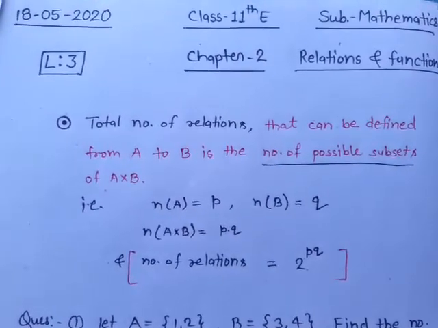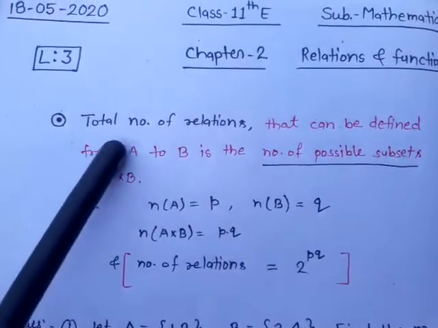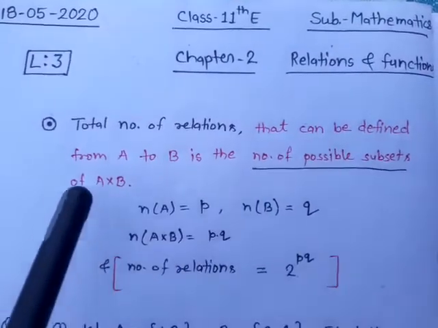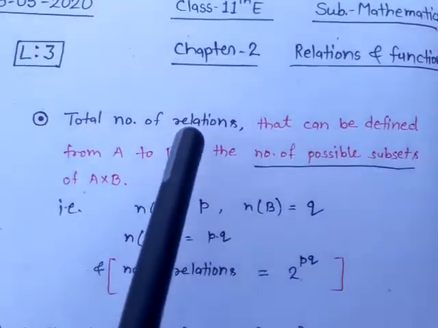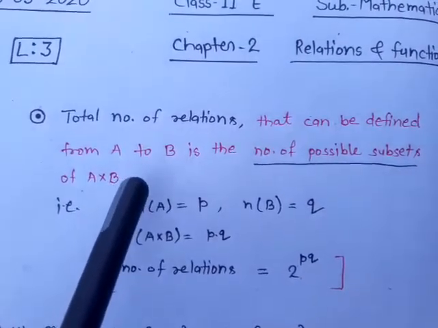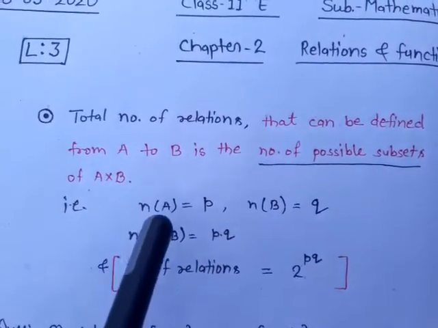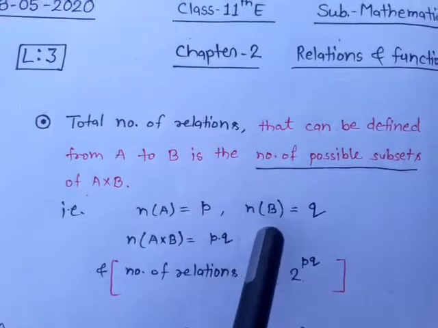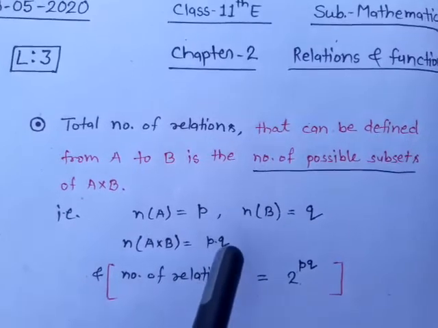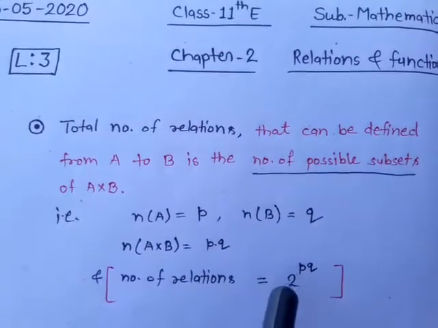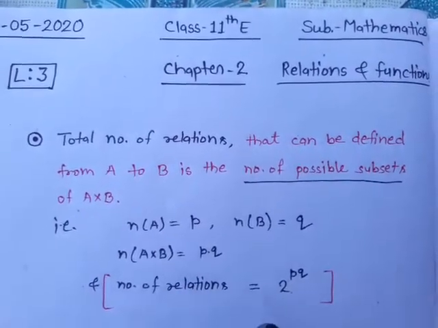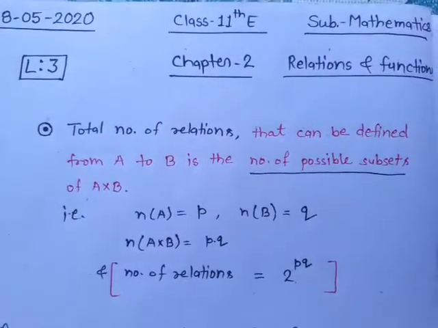Today we start the next term related to that: the total number of relations. How to find the total number of relations that can be defined from A to B. Any relation defined from A to B is a subset of A cross B. Let set A have P elements and set B have Q elements. Then the number of elements in A cross B is P times Q, and so the number of relations is 2 to the power PQ. Now we discuss some numerical questions related to these terms.